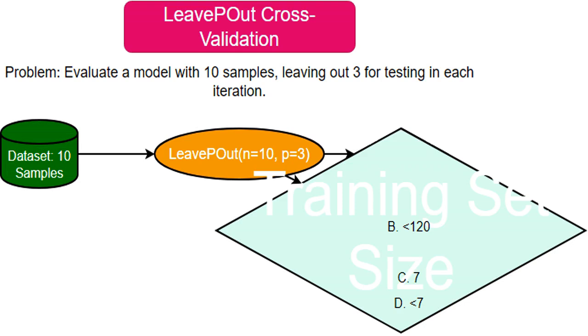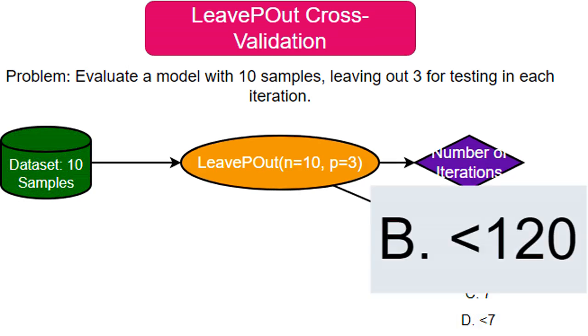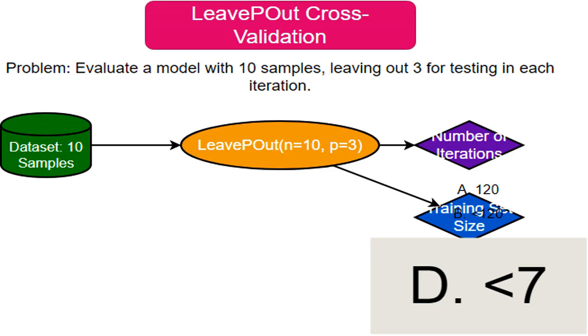I need to determine how many samples will be available for model training in each iteration. Because I start with 10 samples and leave out 3 for testing, each training set will contain 7 samples. One option is incorrect because my calculation shows exactly 120 iterations. Another option is incorrect because each training set has 7 samples, not fewer.